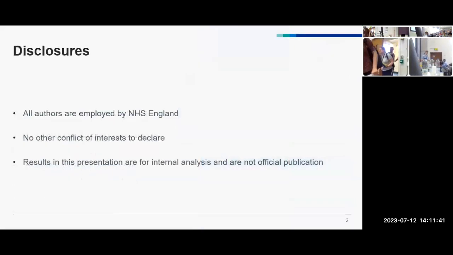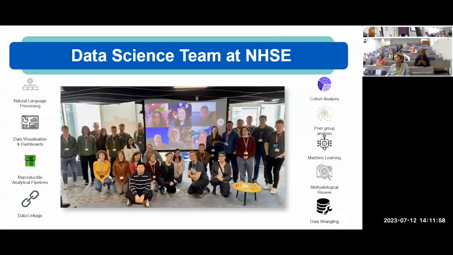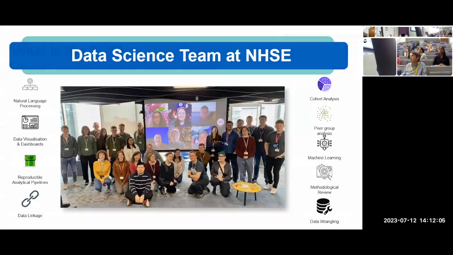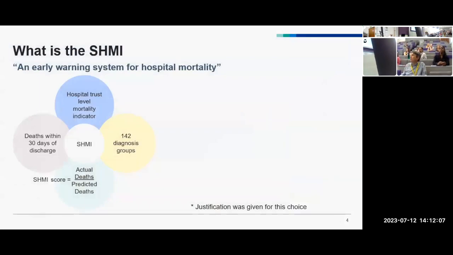Just a disclosure: I'm employed by NHS England, and the SHMI is also produced by NHS England. Also, there are no conflicts of interest, and it isn't an official publication. There are plenty of posters from the NHS England data science team here, folks, so please take a look. So what is the SHMI?